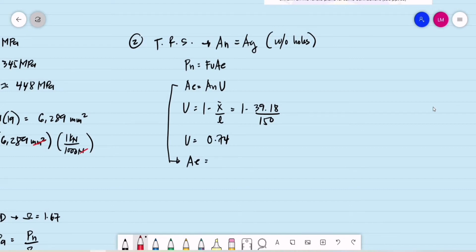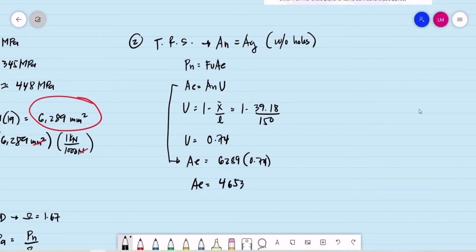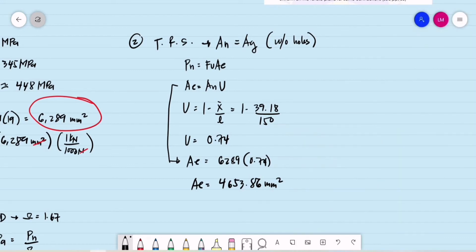equal to the area N, or basically equal to the area gross, since we don't have holes. That is equal to 6,289 multiplied by 0.74. So we have the effective area equal to 0.74 multiplied by 6,289. It's 4,653.86 square millimeters. Okay, so we now have the effective area.